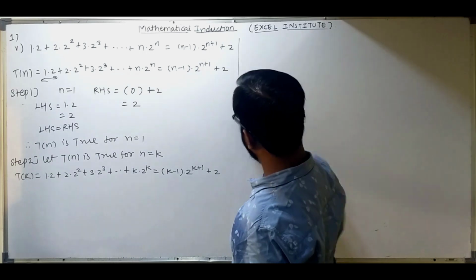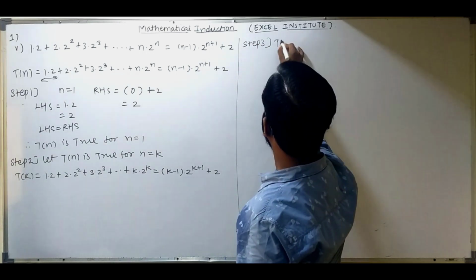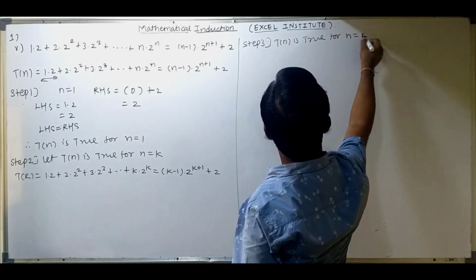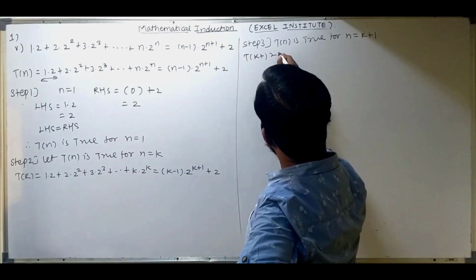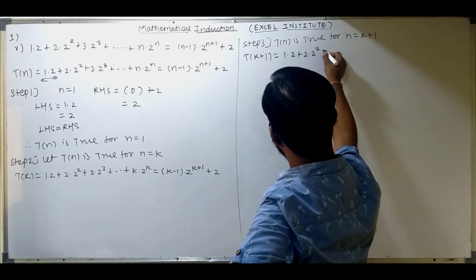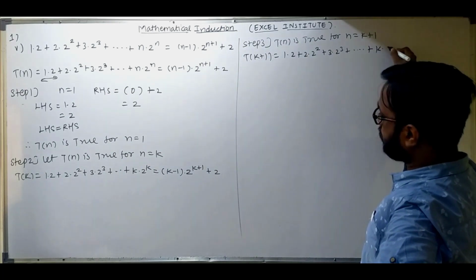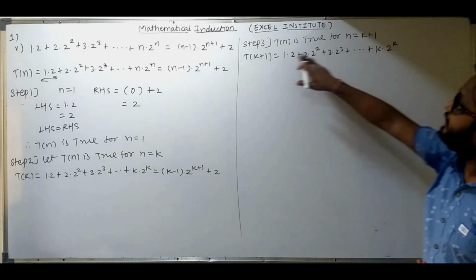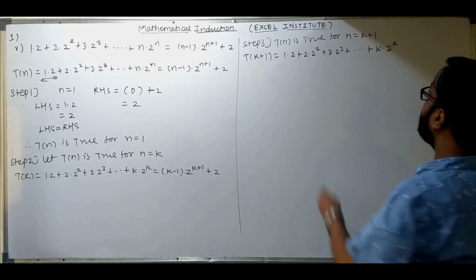Now step 3. Now we will prove that T of N is true for N equal to K plus 1. So T of K plus 1 is 1 into 2, 2 into 2 square, 3 into 2 cube, like this, K into 2 raised to K. This is up to the kth term. Now in step 3 we have to write it down till the K plus 1 term.